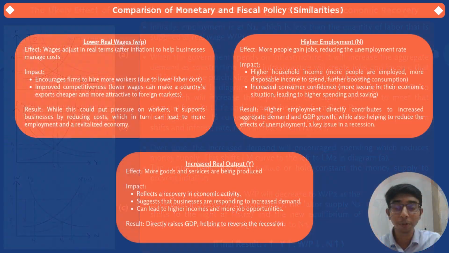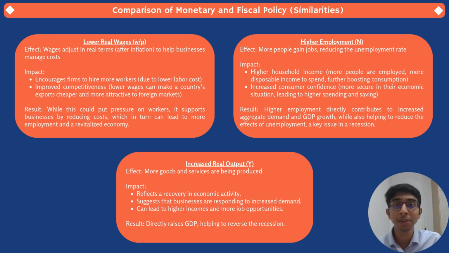Next, we'll compare monetary and fiscal policy. We'll first look at the similarities. So the first is lower real wage. Lower real wage encourages firms to hire more workers due to the reduction in labor costs. It also improves their competitiveness because lower wage means lower cost of production. Therefore, exports become cheaper and more attractive to foreign markets.